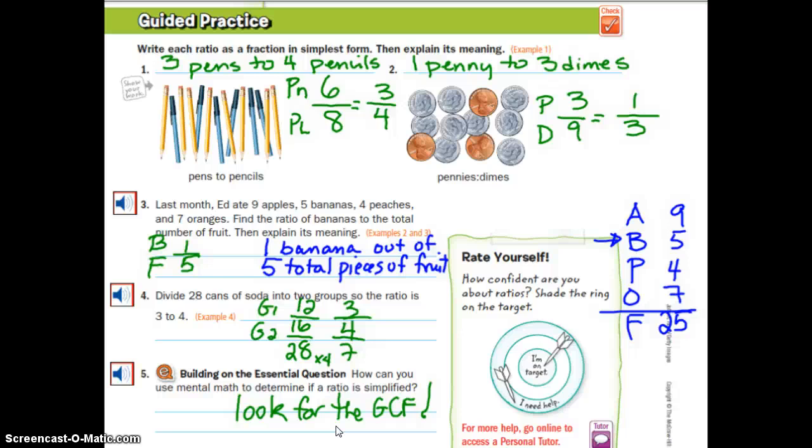And then the last one was to divide 28 cans of soda into 2 groups using 3 to 4. Now, what I failed to mention in the one above is if you take and you add 3 plus 4, you get 7. And then I need to get out of 28, so I know that 7 goes into 28 4 times, so then all I have to do is multiply each one by 4, and I get my groups. So in this case, I have one group of 12 and one group of 16.